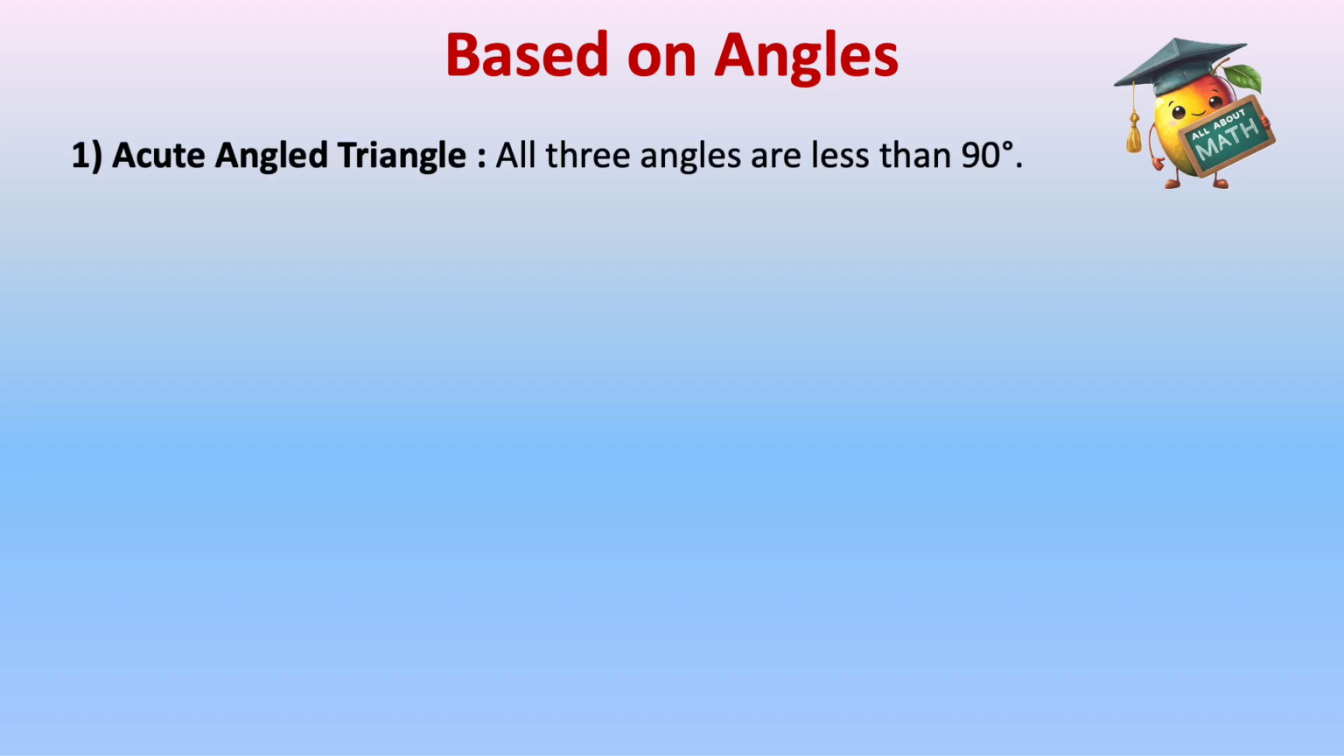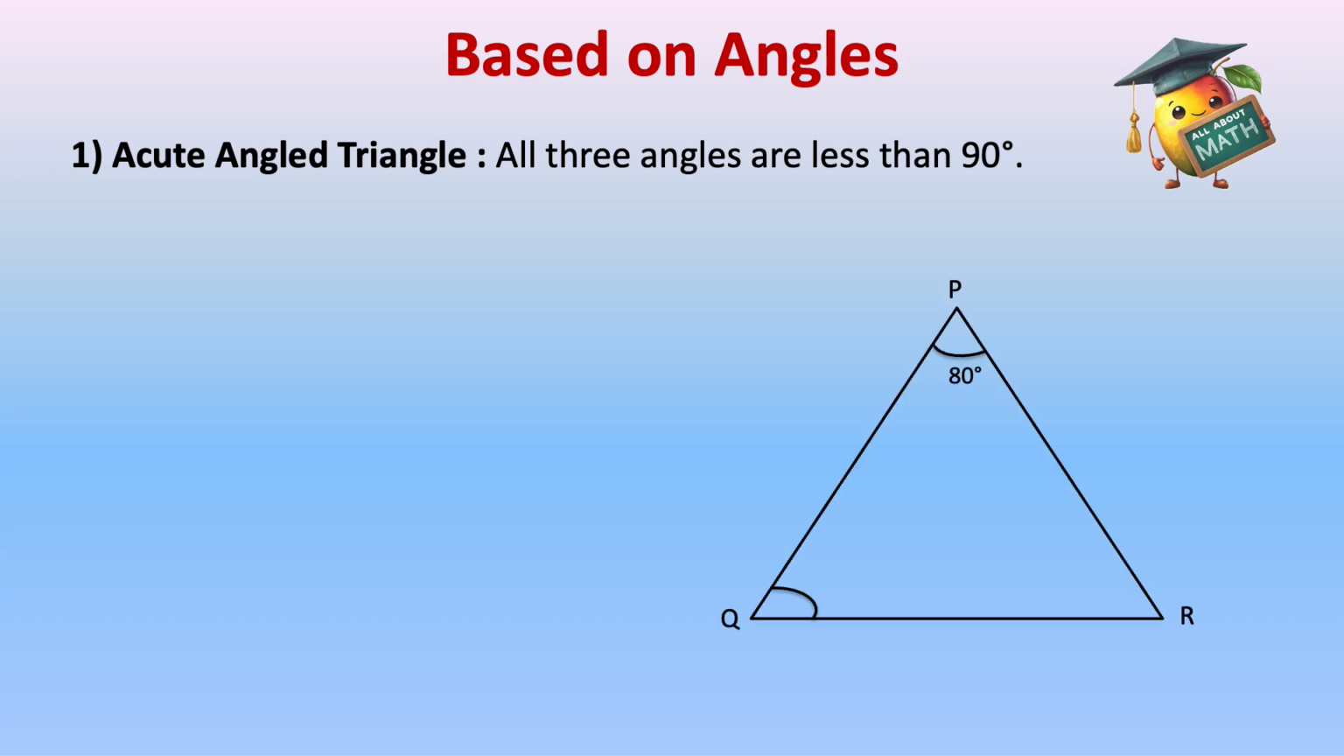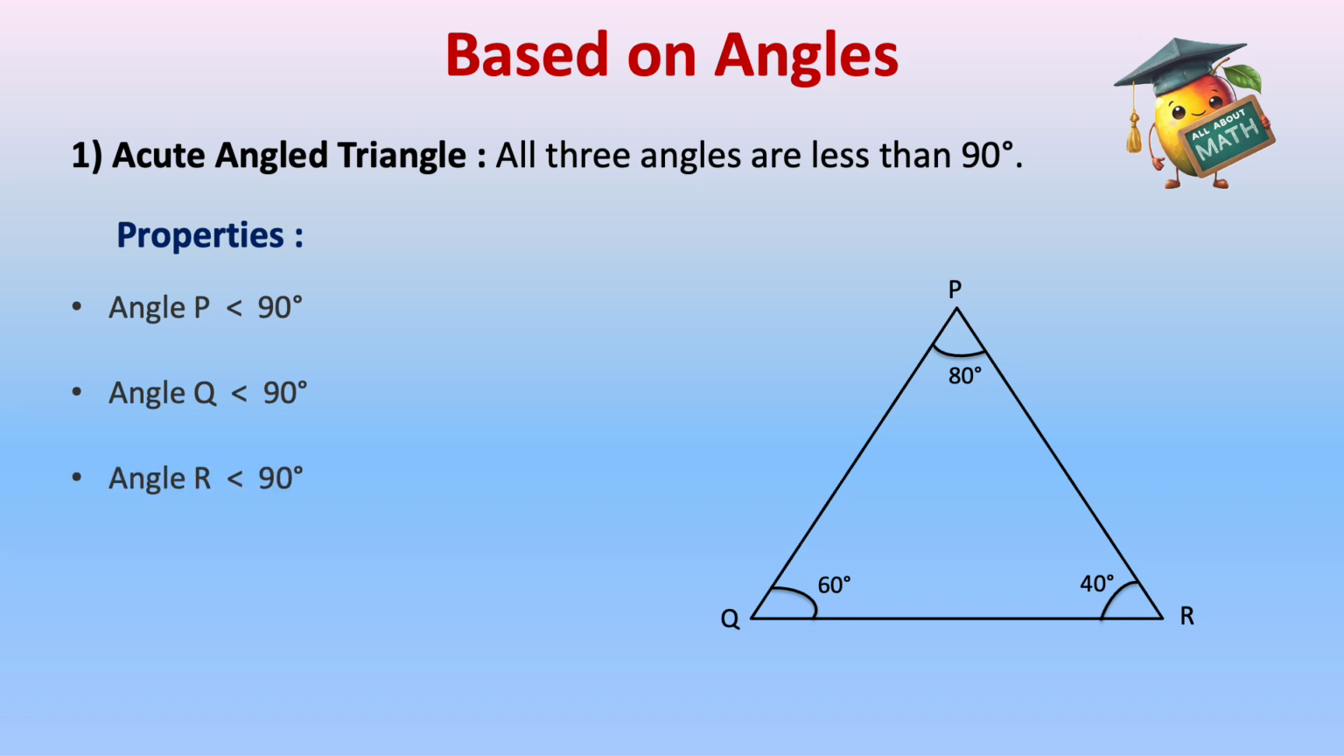Now based on angles, we have acute angled triangle where all three angles are less than 90 degrees. So here we have triangle PQR where all these angles are less than 90 degrees. So here we can say angle P, which is 80 degrees, less than 90, angle Q, which is 60 degrees, less than 90, and angle R, which is 40 degrees, is also less than 90. So we can say that this PQR is an acute angled triangle.